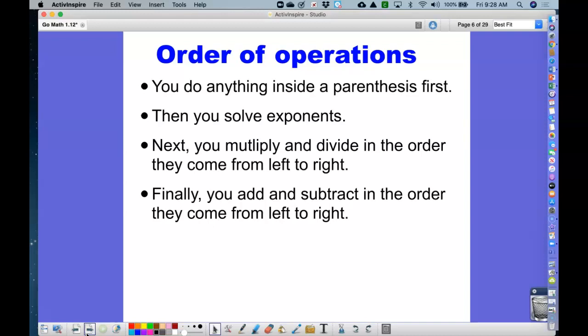Let's talk about the order of operations for a little bit longer. First thing you need to do is anything inside a parenthesis. Then we would solve for any exponents we see. Next, you multiply and divide in the order they come from left to right. And finally, we add and subtract in the order they come from left to right.